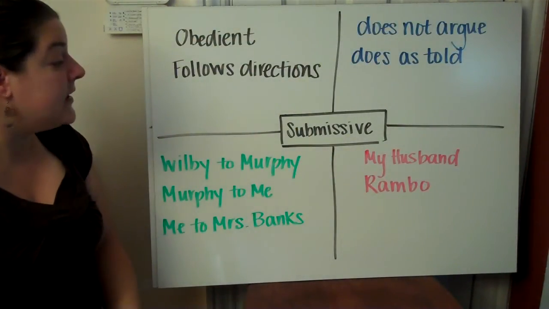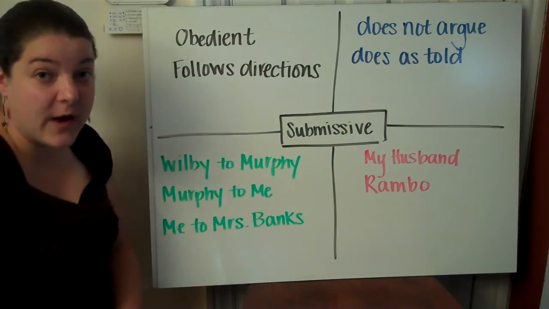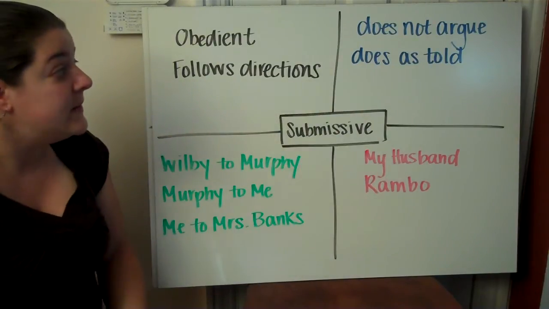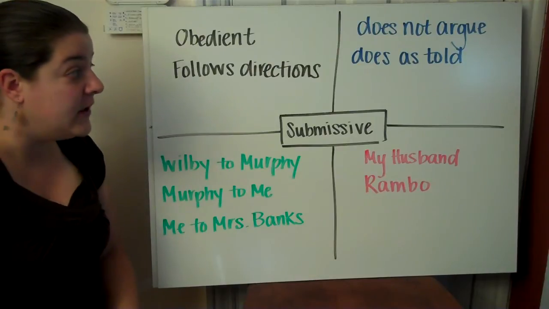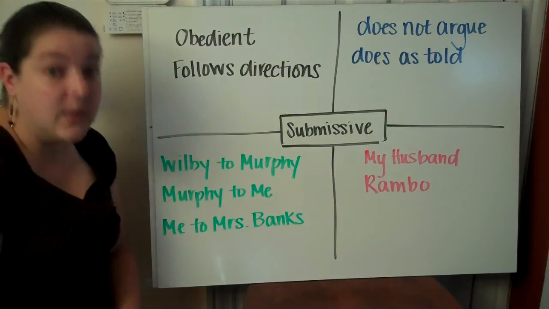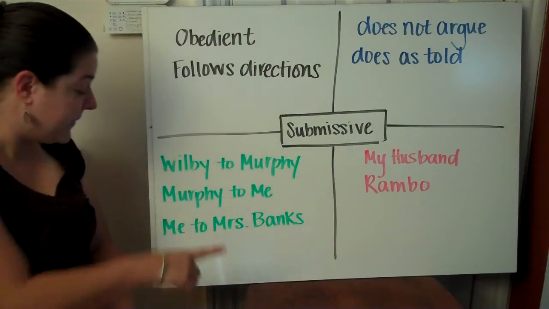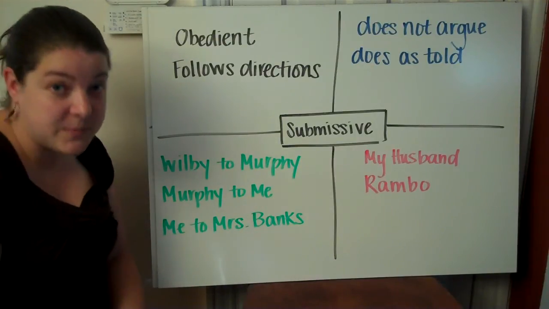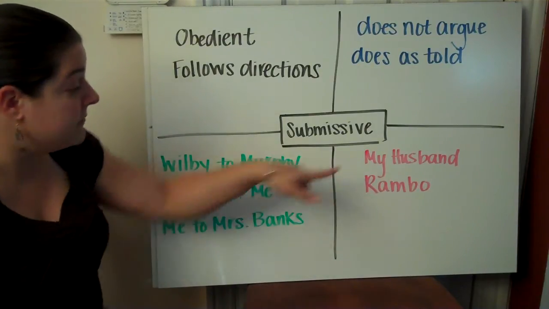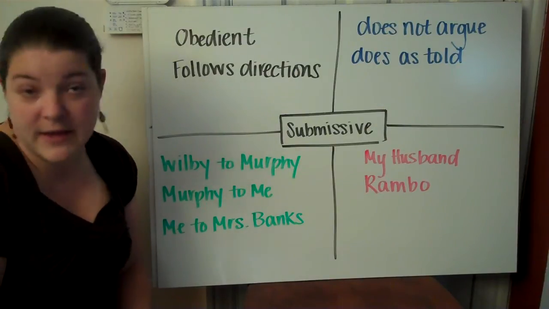Our next word for the week is submissive. Submissive means obedient or follows directions. So, surely enough, some characteristics or facts would be this person or thing does not argue. It does as it is told. So some examples will be Murphy. Wilbur does what Murphy says. Murphy to me. Murphy does what I say. Me to Miss Banks. I do what Miss Banks says. Some non-submissive people would be my husband or Rambo. Rambo does not submit. He just goes out and makes it happen.